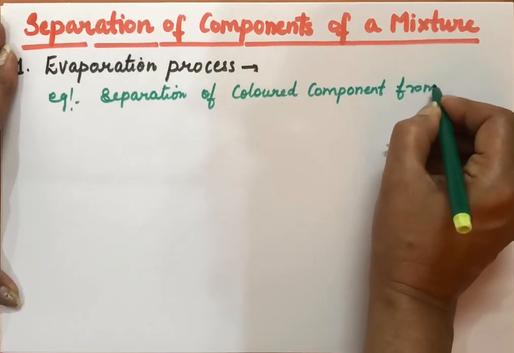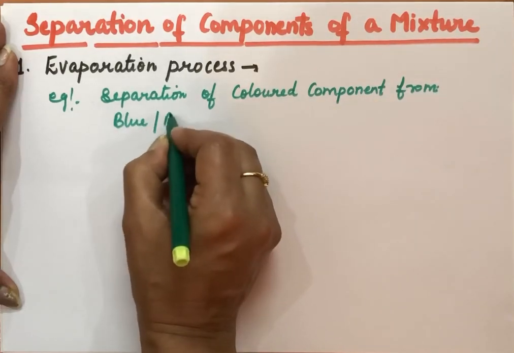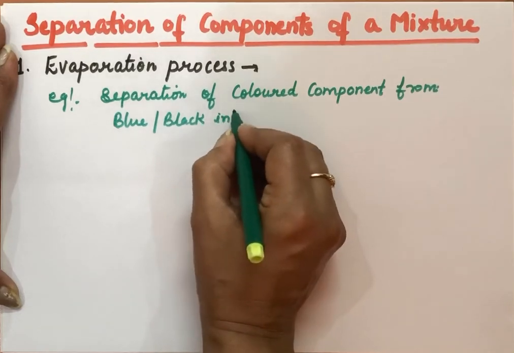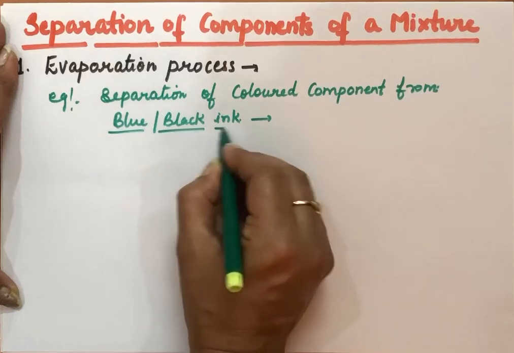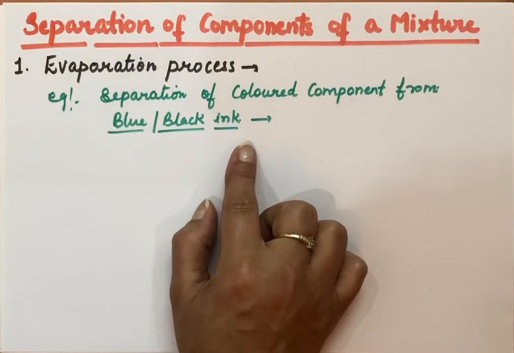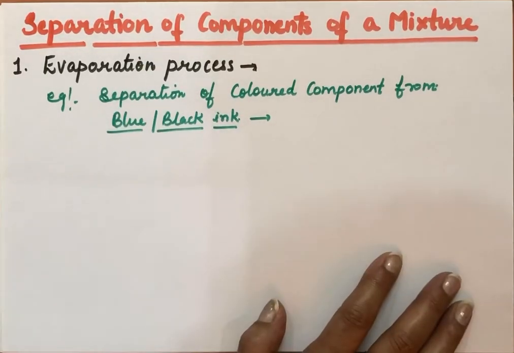Separation of colored component from blue or black color ink. So how can we separate that solid thing from an ink, that is called a blue or black color dye. And one more example we have in evaporation that we all know is how we can separate the salt from the seawater. From seawater, the salt is also separated by the same process, that is evaporation.